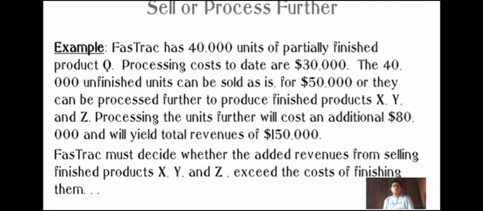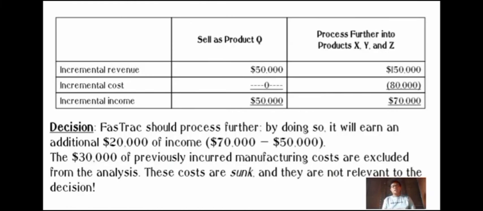Processing the units further will cost an additional $80,000 and will yield total revenues of $150,000. So what should Fast Track do? First, we need some additional information that is on the next slide before we can make a decision. The incremental income from processing further is $70,000. This is greater than the incremental income of $50,000 that would be earned from selling product Q as is. Therefore, Fast Track should process further.